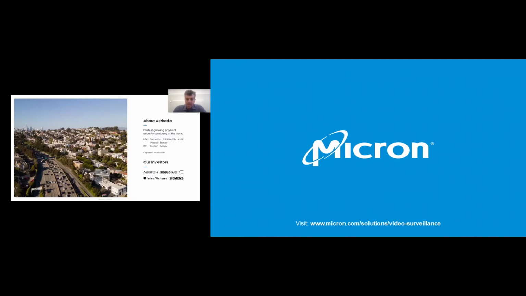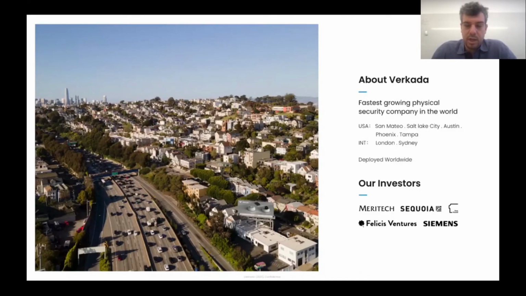So Verkada is, at this time, the fastest growing physical private security company in the world. We're located across multiple offices, both in the US and internationally. And we're backed by some of the most important VC funds here in Silicon Valley, including Sequoia, First Round Capital, Meritech, Felicis Ventures, and Siemens.